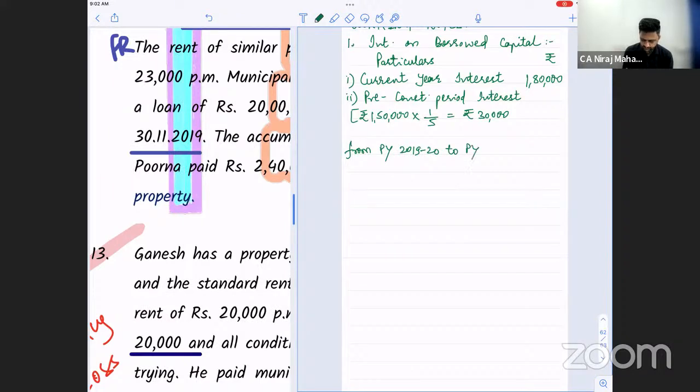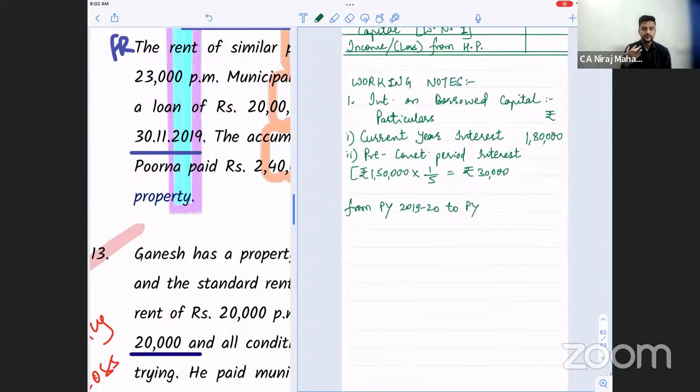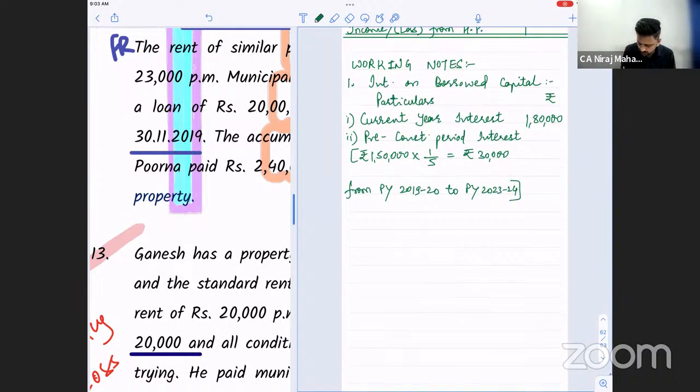To PY, very important, because you have to see whether our current year is part of it or not. 1920 is the first year, then 20, 21, 22, 23, 24, so PY 23-24. Agreed? Our current year is 22-23. So are we allowed? Yes, we are allowed. How much are we allowed in the current year belonging to pre-construction? 30,000. Understood?